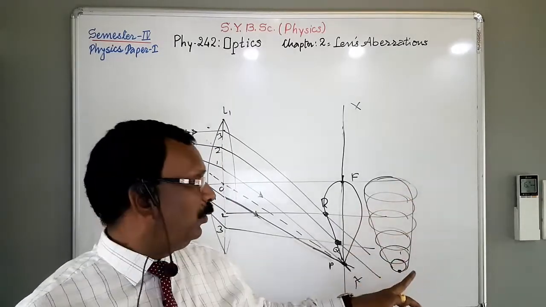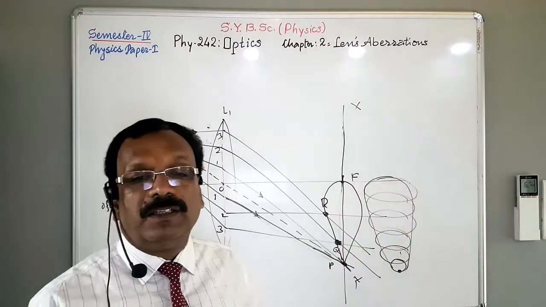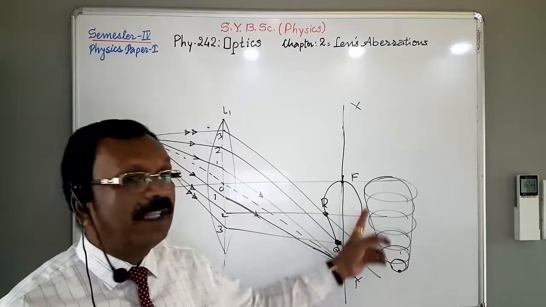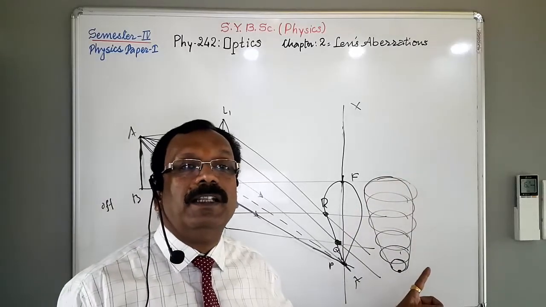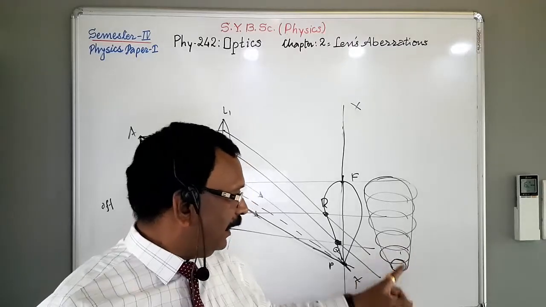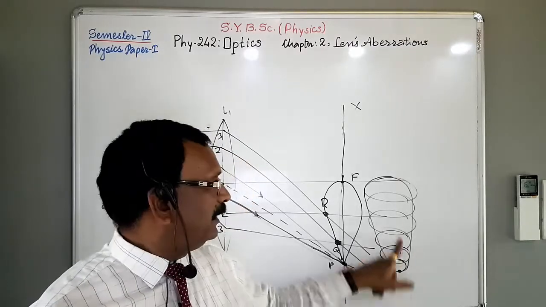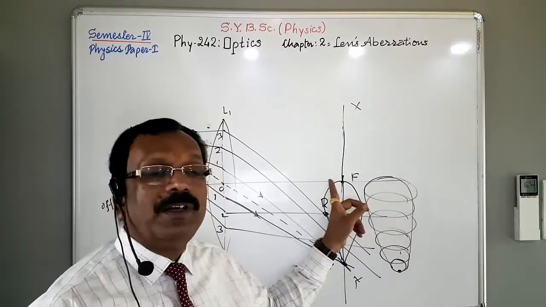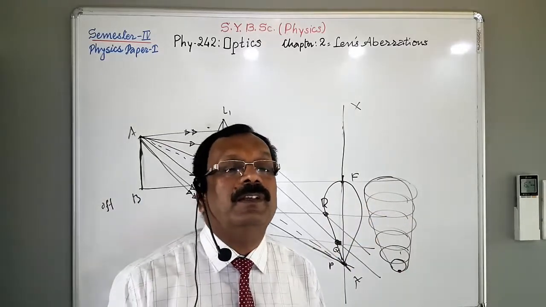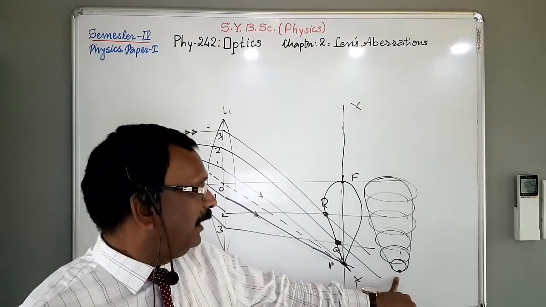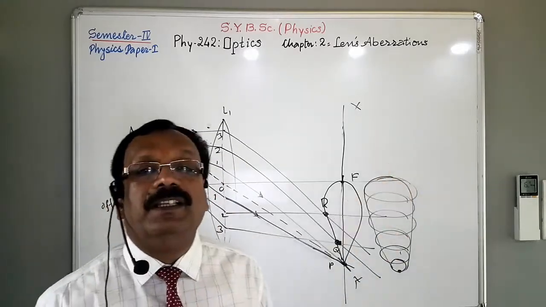All the circles are found to overlap one over another, resulting in an image having the appearance of a comet. Comet with its tail: this is the tail of the comet and this is the head of the comet. The tail is toward point Q and the head is toward F. The intensity at P is maximum and the intensity goes on decreasing towards F.